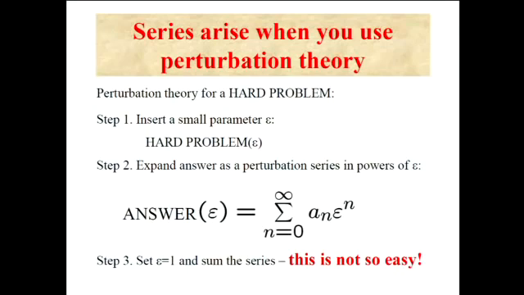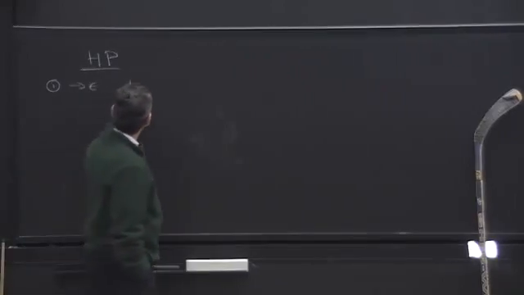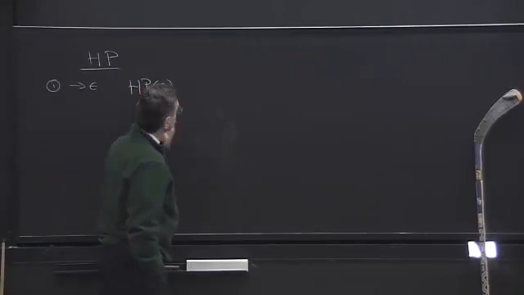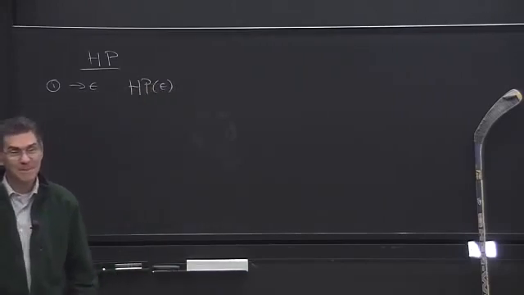So let's begin with a discussion of, how do you approach a hard problem, one that you can't solve exactly? Well, there are always 3 steps when you do perturbation theory. And the first step, so here is a hard problem, okay? The first step is to insert a small parameter epsilon into the problem, okay? So instead of solving one hard problem, amazingly, now we're solving an infinite number of hard problems that depend on a parameter epsilon. It's hard to believe.